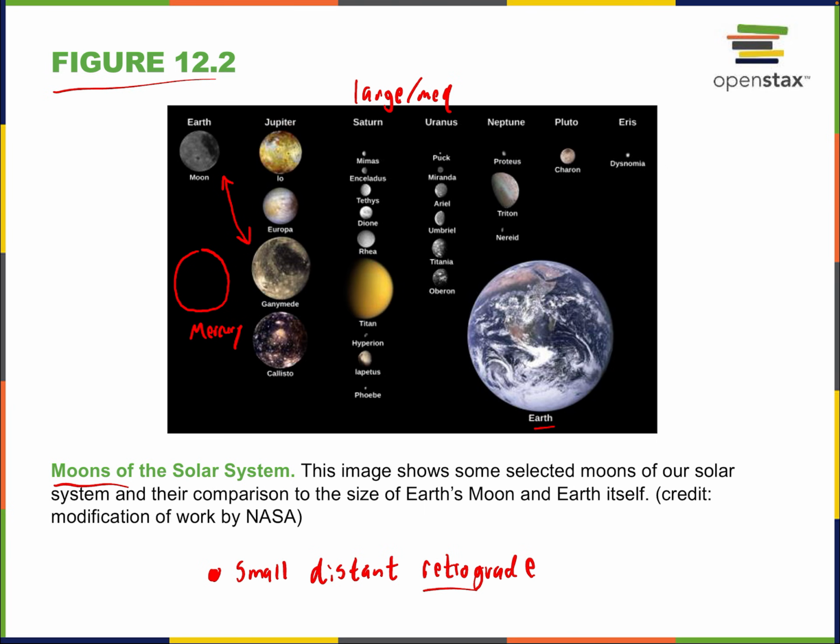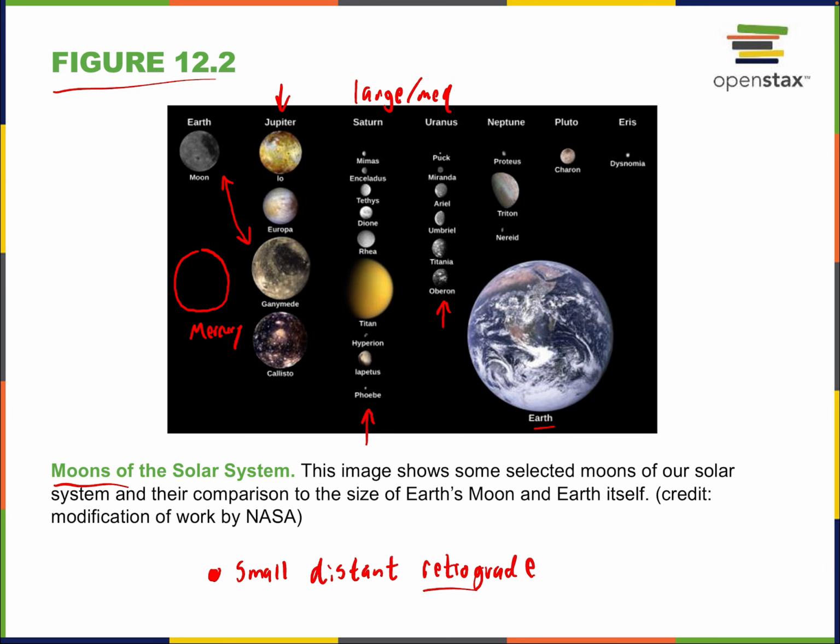We also see that these moons are stacked up by planet. So the four large moons of Jupiter are shown in the first column. Then we have the large and medium-sized moons of Saturn, the medium-sized moons of Uranus. Uranus does not have a particularly large moon, but it does have these. And by the way, just to say it one more time, all of these are prograde.